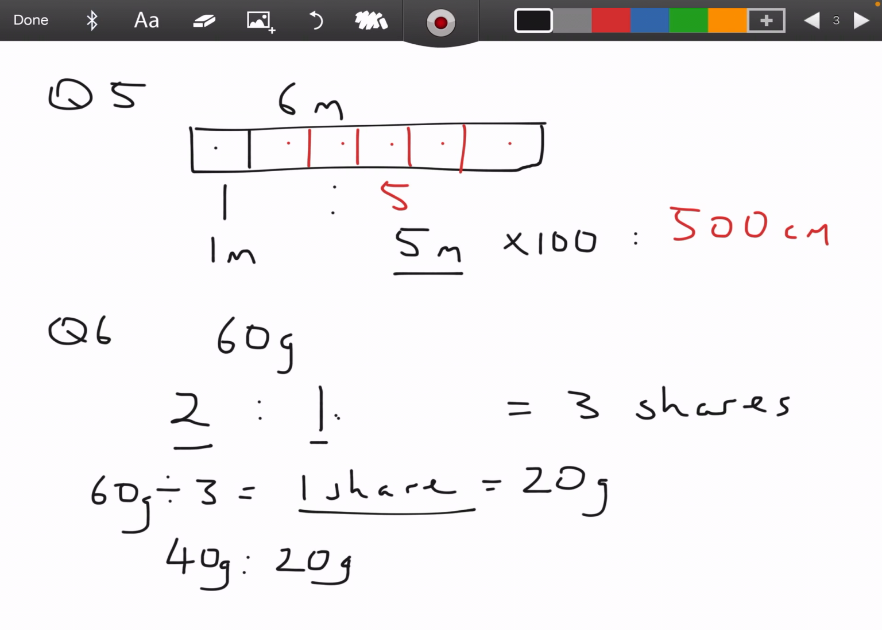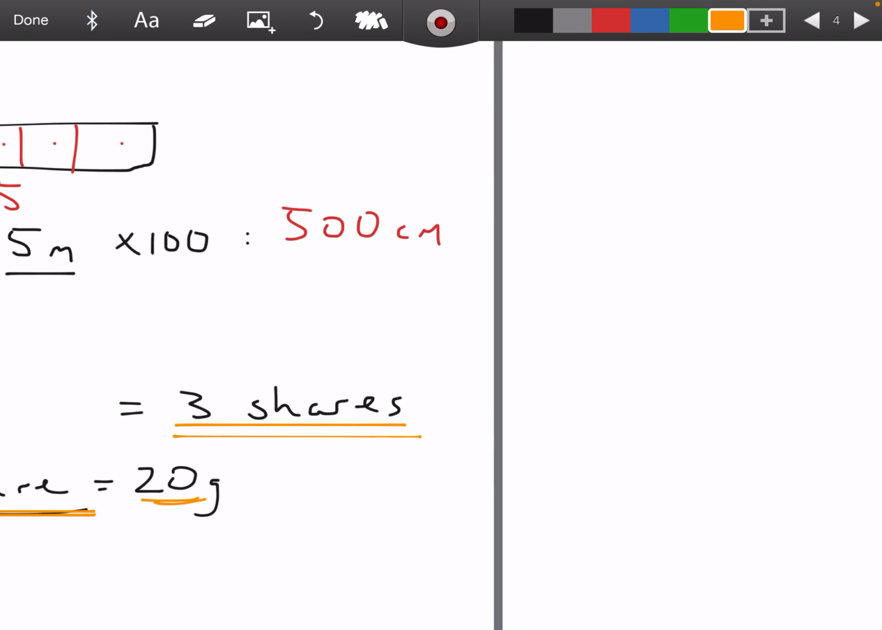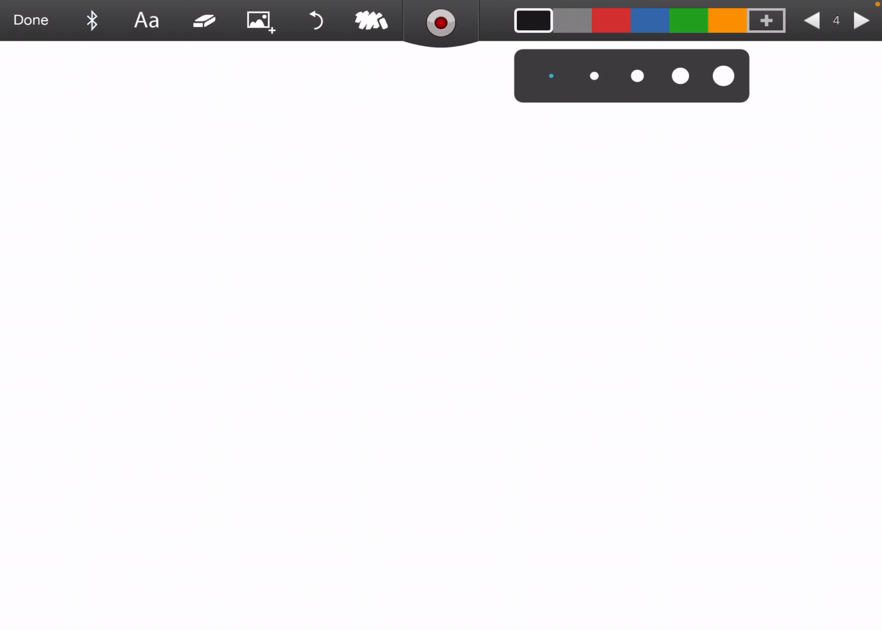Nice and straightforward. This is the important part here. We find out how many shares there are in the ratio, and then we figure out how much 1 share is worth. Once I know what 1 share is worth, I can figure out any amount of shares depending on what I'm looking for. Last one, question 7.